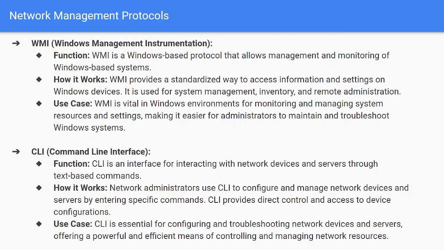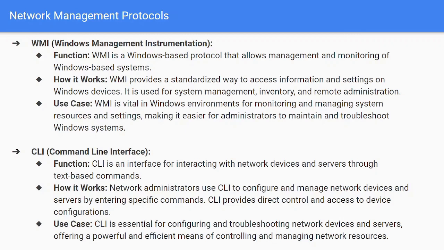Then we have another protocol called the command line interface. The CLI is an interface for interacting with network devices and servers through text-based commands. There's something called GUI and then there's the CLI. CLI is basically just using your command line to access network configurations and manage the network devices. CLI is essential for configuring and troubleshooting network devices and servers, offering a powerful and efficient way of controlling and managing network resources.